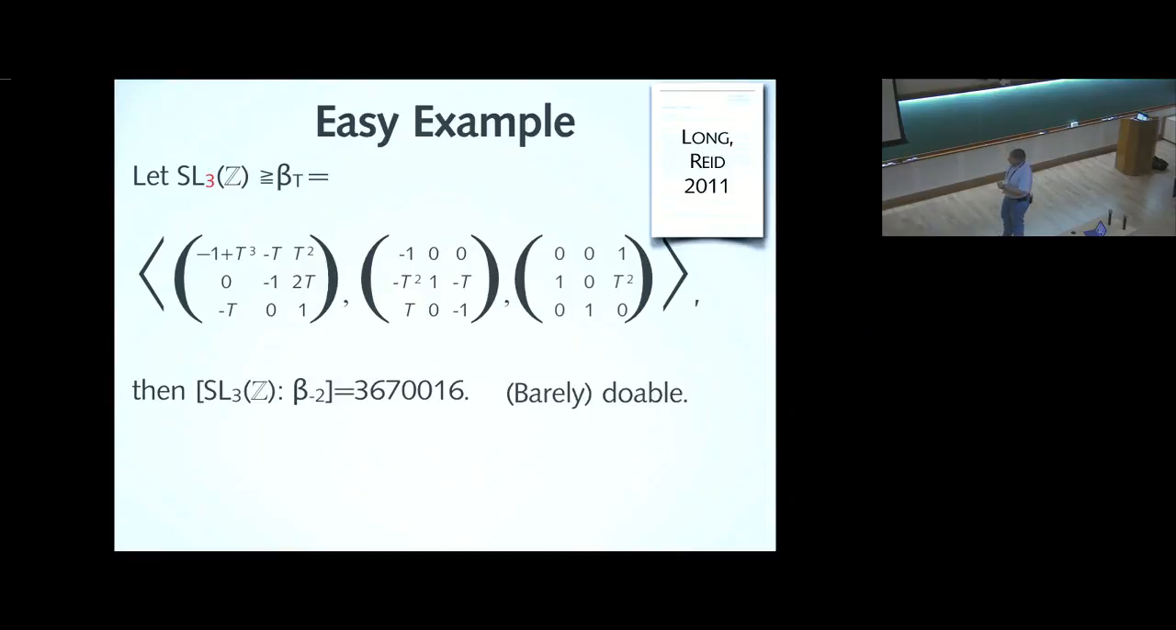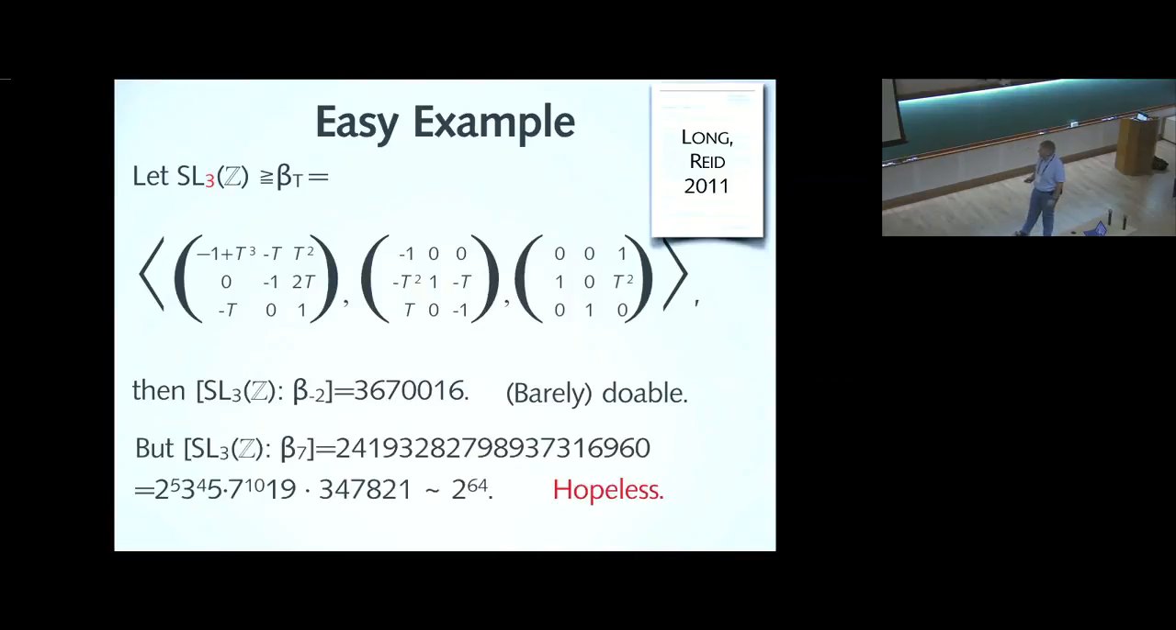But yeah, it already depends how much memory you had. But let's just change the number a little bit. Let's change the number to 7. Now we have this index. That's about 2 to the 64.